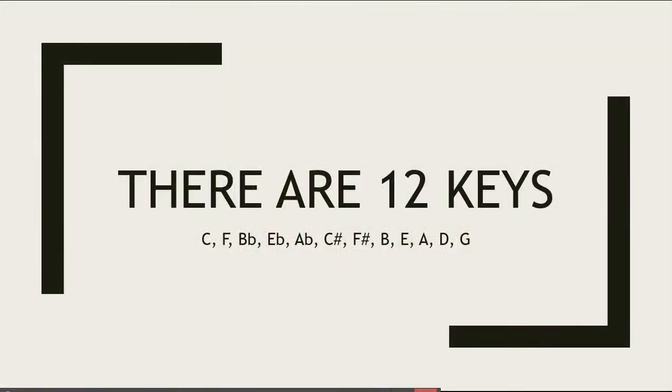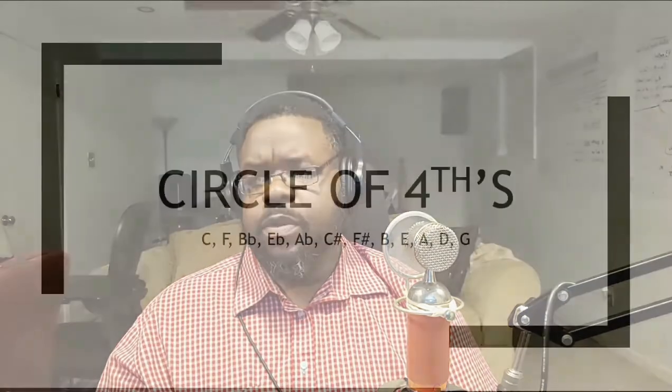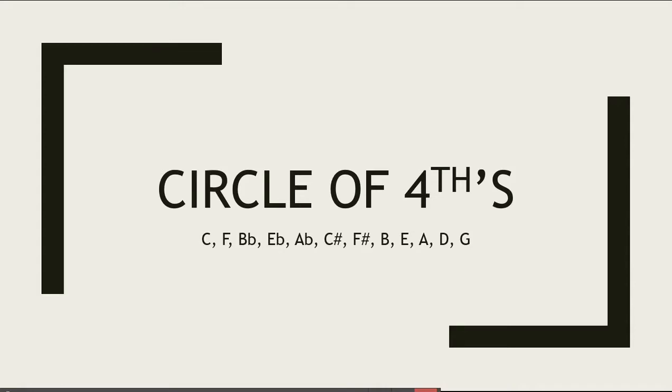So now, on the piano, there are only 12 keys. There are 12 keys that you can play in. As you can see here: C, F, B flat, E flat, A flat, C sharp, F sharp, B, E, A, D, G. Now, there's an easy way that you can actually find these. You can find these by using what's called the circle of fourths. The circle of fourths actually helps you to lock in where these keys are.